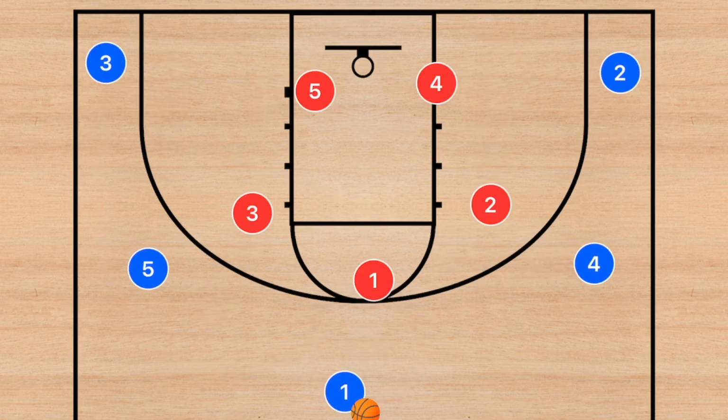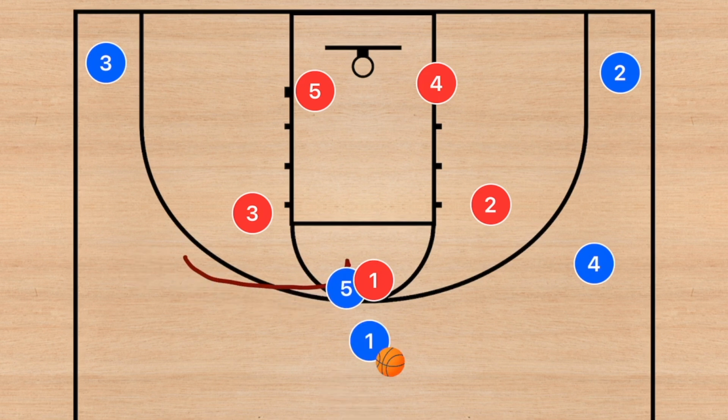Now this next play is kind of interesting. What we're going to do is have player 5 set a screen on player 1. This is against the 3-2 zone. This also works against the 2-3 zone. It works against most zones. But after we set that screen, player 1 is going to use that screen.